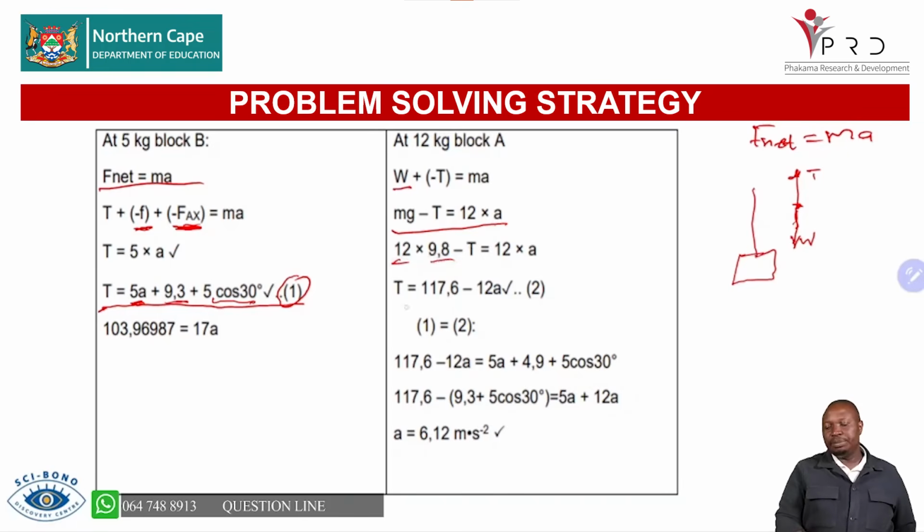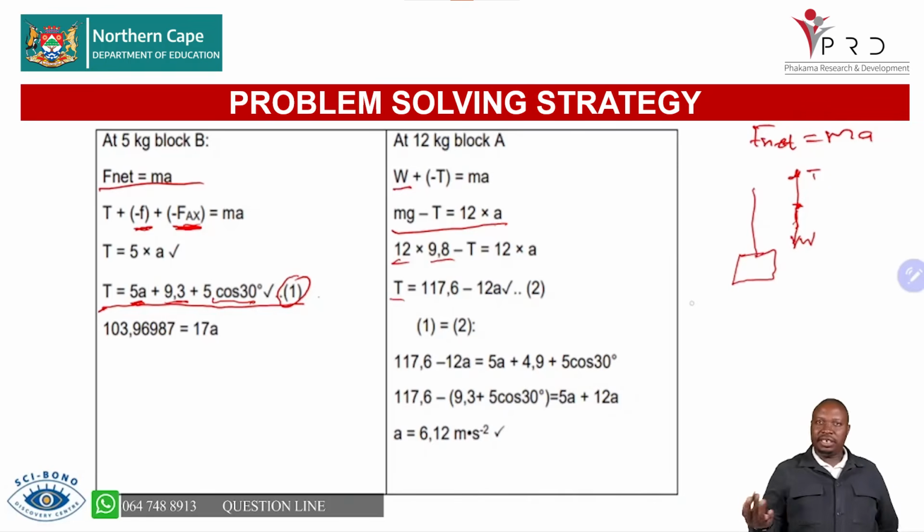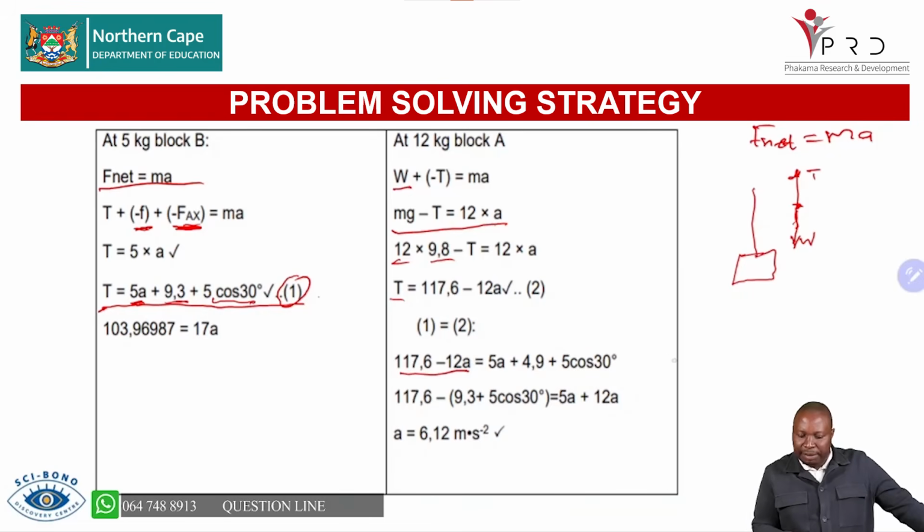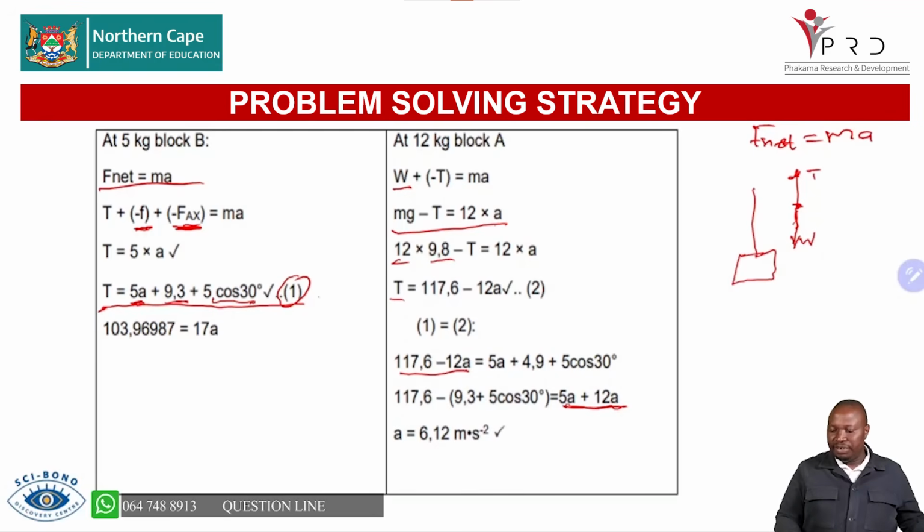And then you make T subject of the formula. Because all of them are equal to 2, it means 1 is equal to 2. So you can equate this equation to that equation. And after that, only maths is left, the science is finished. All you have to do now is to apply your maths. You put this part on the left, the other part on the right. And then you are able now to have one unknown, which is a. And then when you take the 12a, that side becomes 17. 17a becomes positive. Then you divide by 17 both sides. Then you are able to get your answer of 6,12 meters per second squared.